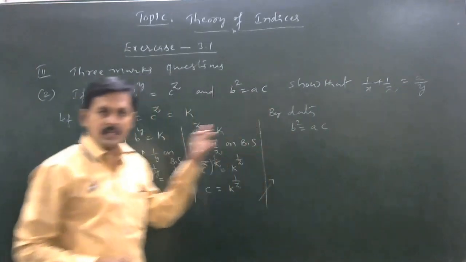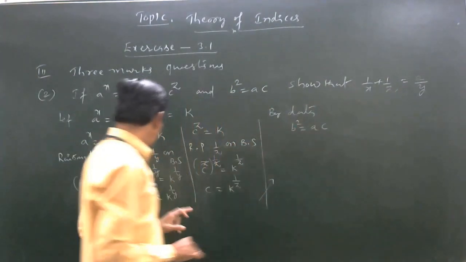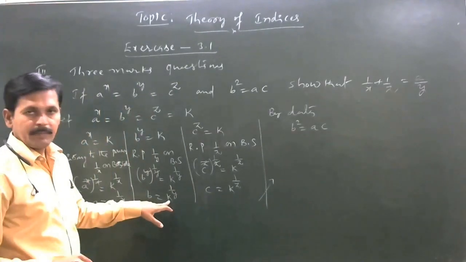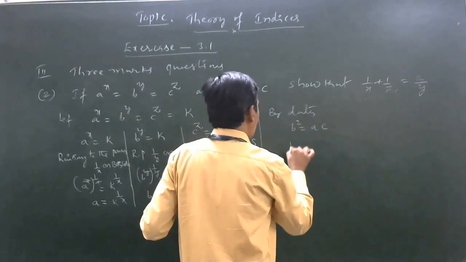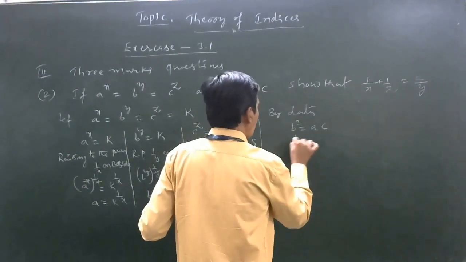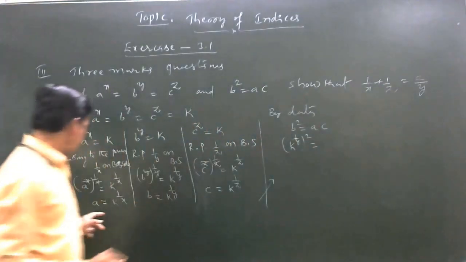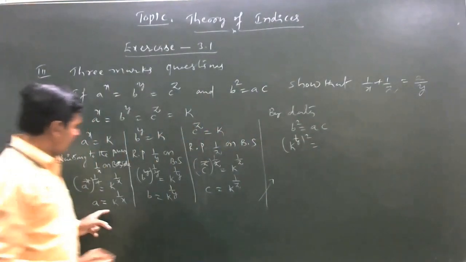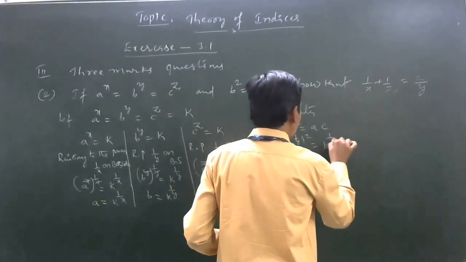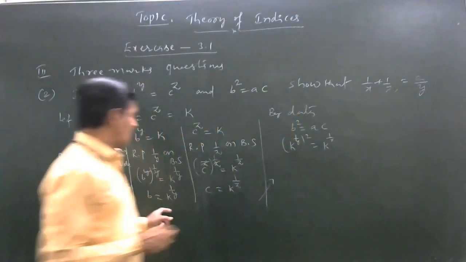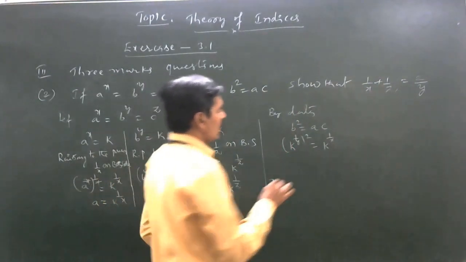Here in this equation, put the a, b, c values. What about the b value? It is k power 1 by y, so we put (k power 1 by y) whole square. Next, the a value. Now what is the a value? Here a equals k power 1 by x. Next, the c value. What about the c value? K power 1 by z.